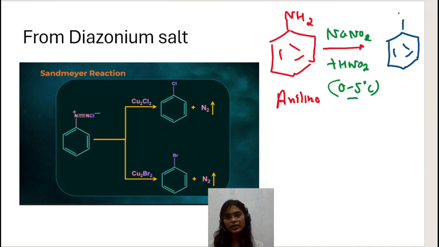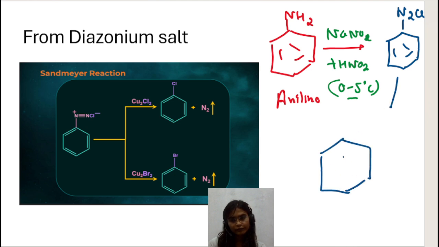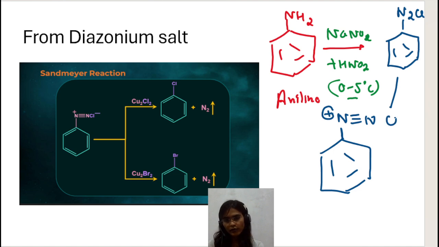So just simply, there is a formation of N2Cl. Or how to represent this? You can represent this like: this is a benzene, and it has an N triple bond. Because of the triple bond on this nitrogen there is a positive charge, and in order to balance this, the chlorine behaves like a counter ion. Chlorine is not forming any kind of bond, just behaving like a counter ion only.